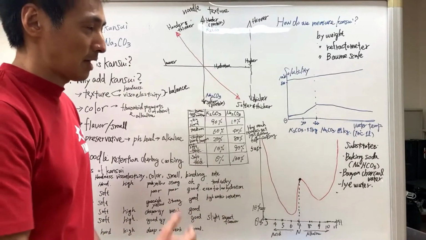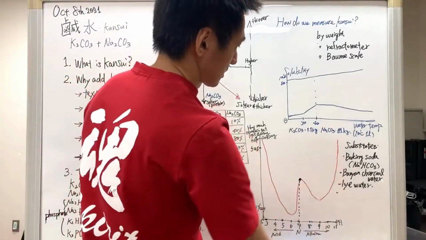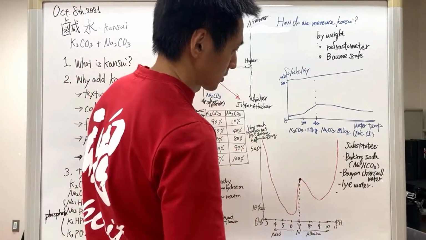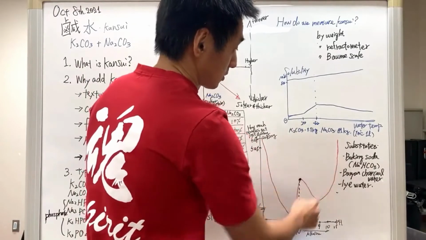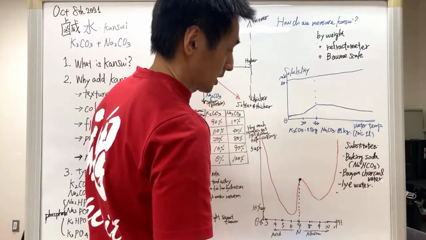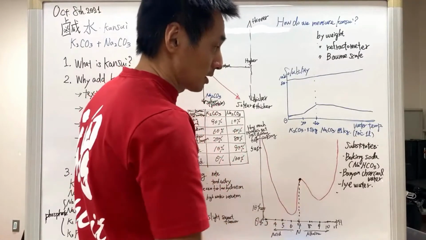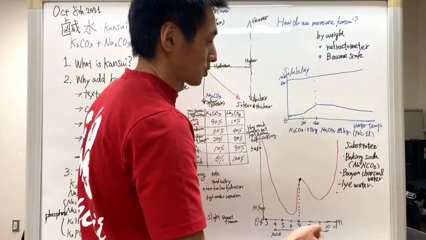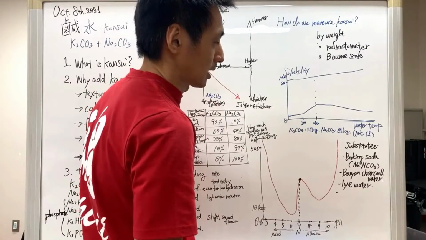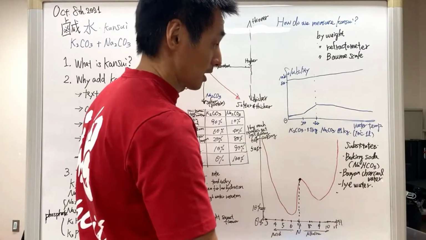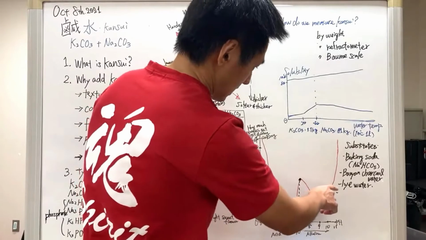if you don't have access to Kansui, then some of the substitutes you may want to try, the most popular and well-known one, is baking soda. And if you microwave it, or just dry it, the result you get out of it is better.